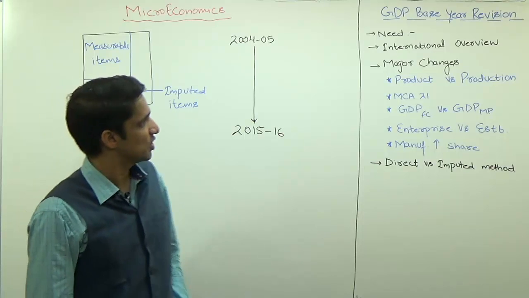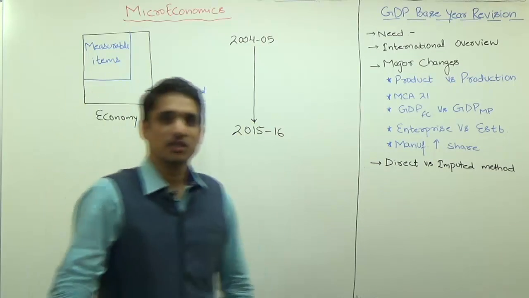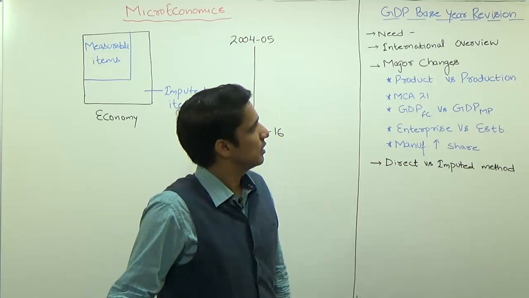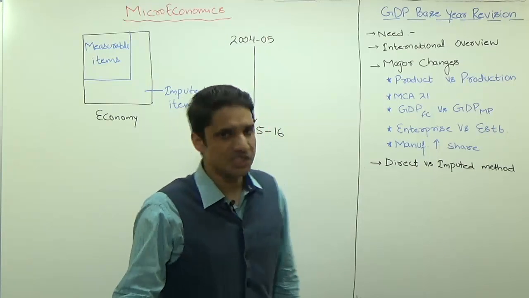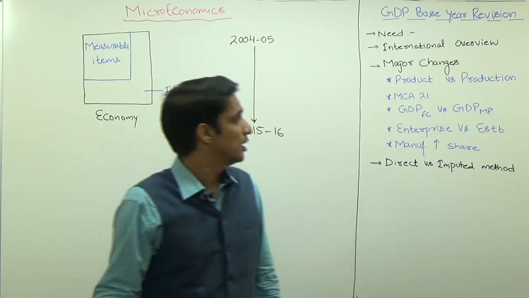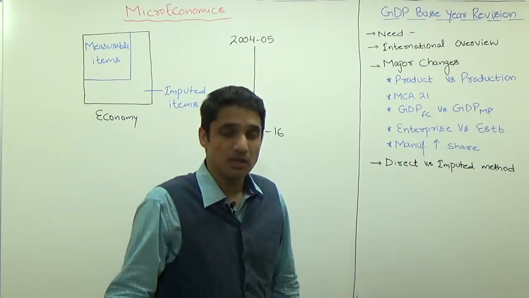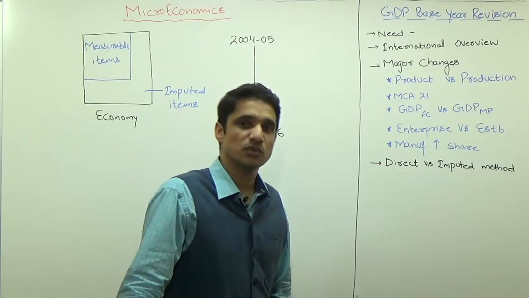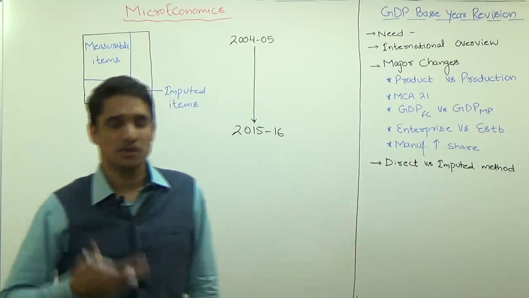Welcome back in the next lecture of microeconomics. So in the last lecture we discussed GDP and the related aggregates. We discussed factor cost, market price, cost. Then we discussed gross versus net, constant versus current price, and domestic versus national.